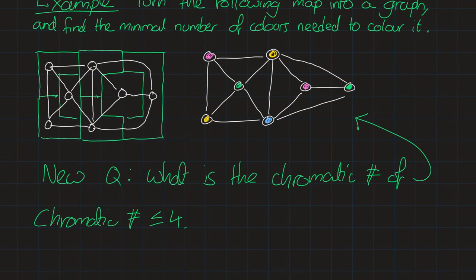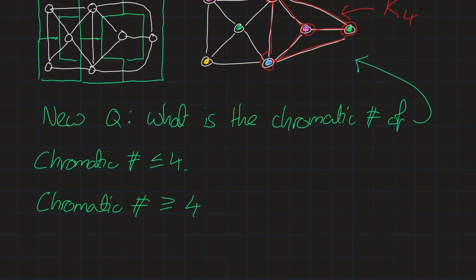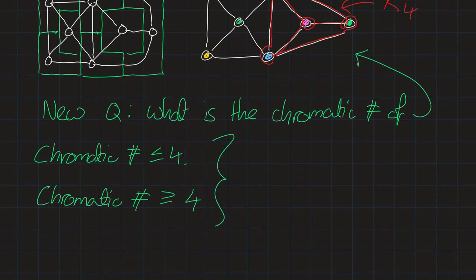But also, if you look closely, you'll realize that this graph right here has a clique hiding inside it. It has a K4 hiding inside it. So that means, by some theorem, that the chromatic number is greater than or equal to 4. It's greater than or equal to the clique number, which is 4. Okay? So put these two bits of information together, and what do they imply?